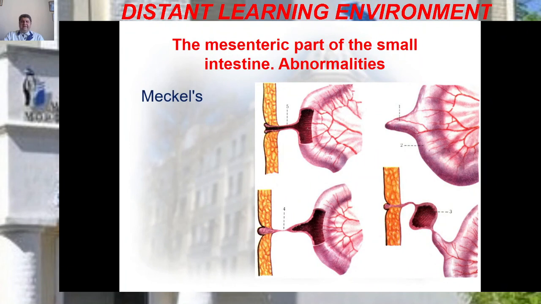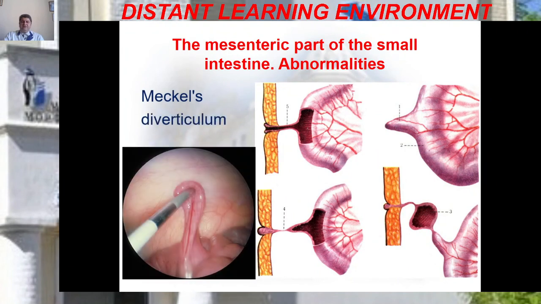And next you may see the Meckel's diverticulum or ileostoma. You may see the connection canal between the ileum part of the small intestine and the navel. This is an abnormal connection, an abnormal channel between two of these parts. And also you may see the Meckel's diverticulum here and here.